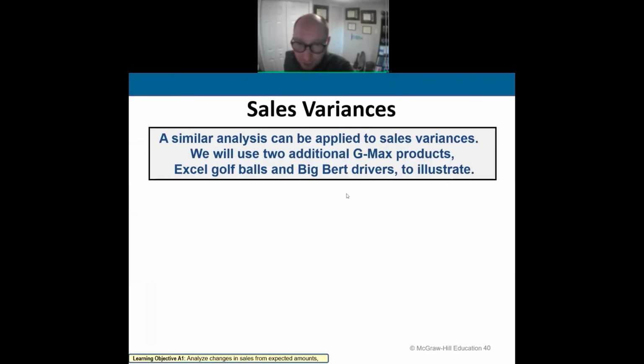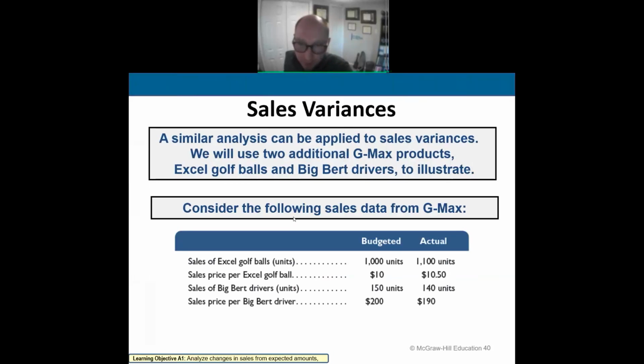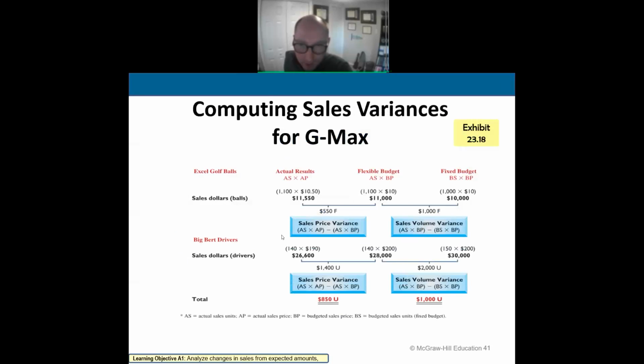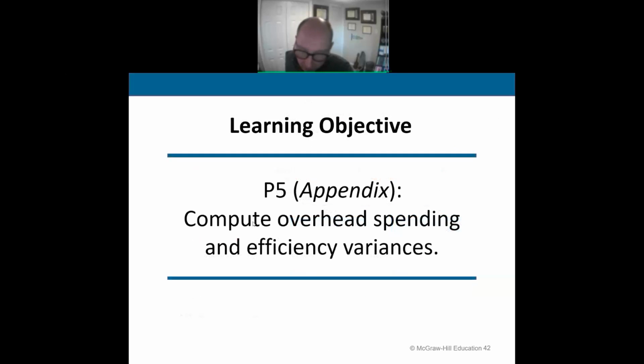And of course, we could do the same thing with sales. We can compare budgeted to actual, and we could get a sales variance. Actual sales times the actual price, budgeted sales times budgeted price, actual sales times budgeted price, giving us our variance. It works the same exact way as the other variances have. Same formula, just instead of it being materials or labor, it's sales.